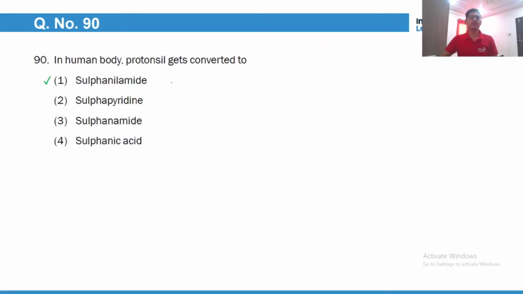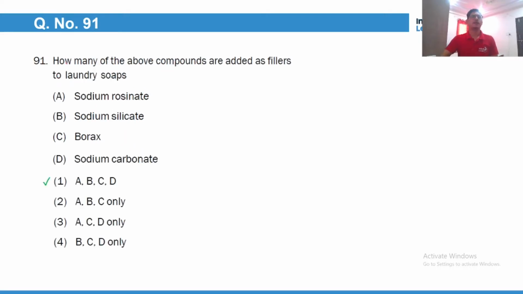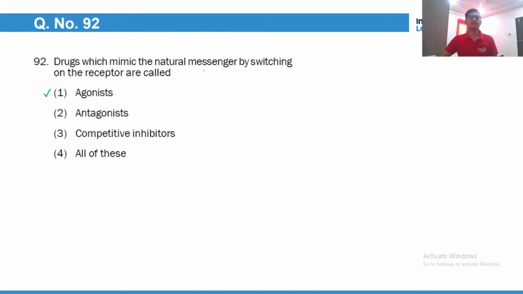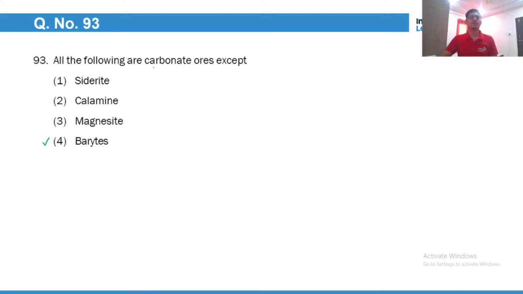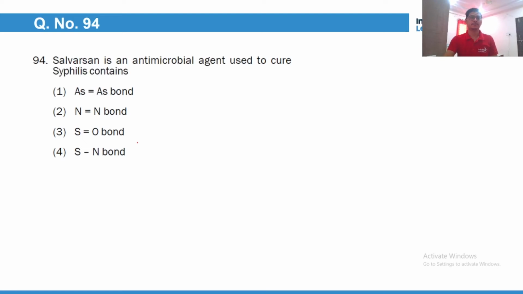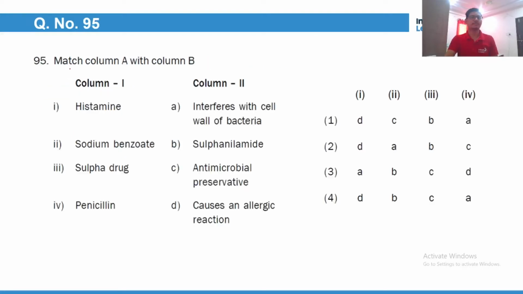In the human body, prontosil gets converted to sulfanilamide. How many of the above compounds are ingredients of laundry soaps? All of them. Drugs which mimic the natural messenger by switching on the receptor are called agonists. All of the following are carbonate ores except barytes. Barytes are basically barium sulfates. Salvarsan is an antimicrobial agent used to cure syphilis, and contains arsenic double bond. So this is the correct answer. Again, a theoretical question. The correct answer is option 1.